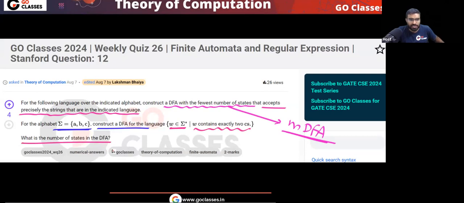What is the number of states in the DFA? So let's see. First, can you write the regular expression for this? Your alphabet is given to you. The alphabet is A, B, C. This is your alphabet. And the language is also given to you.